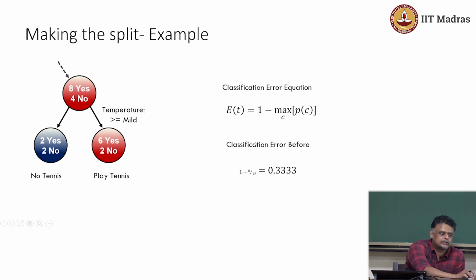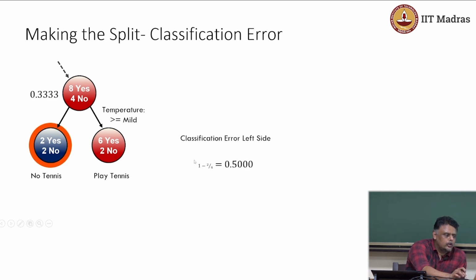Okay, so that's the maximum probability. In this node, you have 12 data points, 8 are yes, 4 are no. So the maximum probability corresponds to that. 1 minus 8 over 12 is 0.33. You can do a similar calculation for the left and the right node.